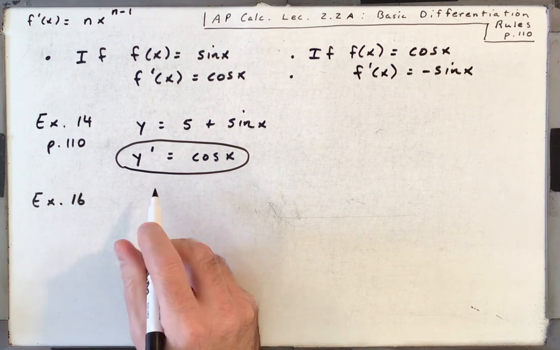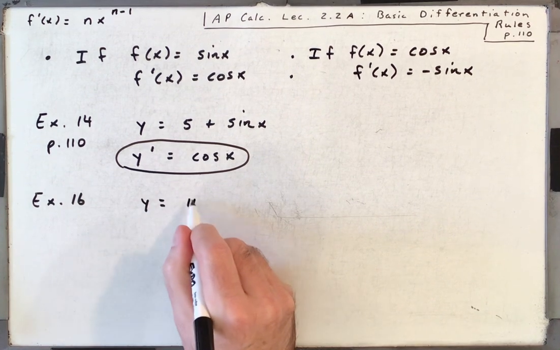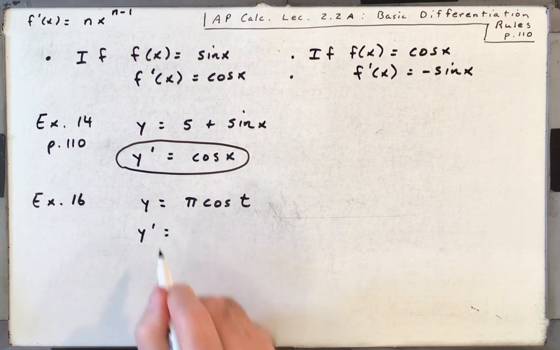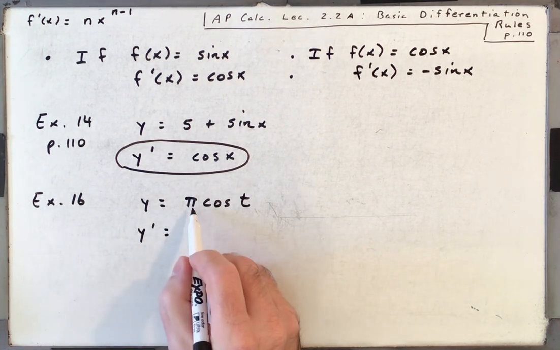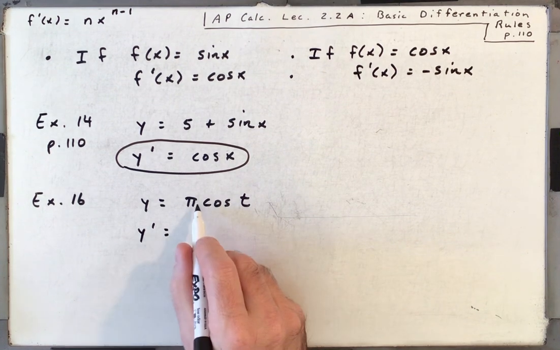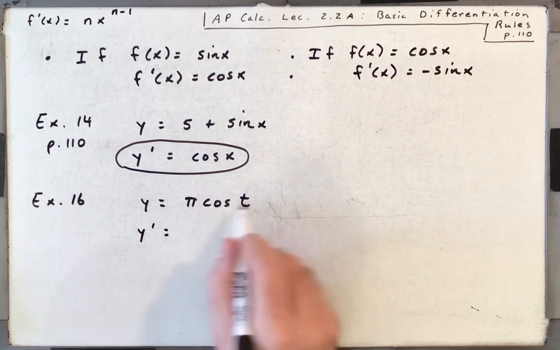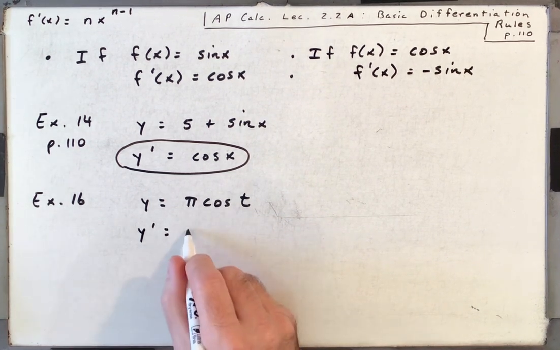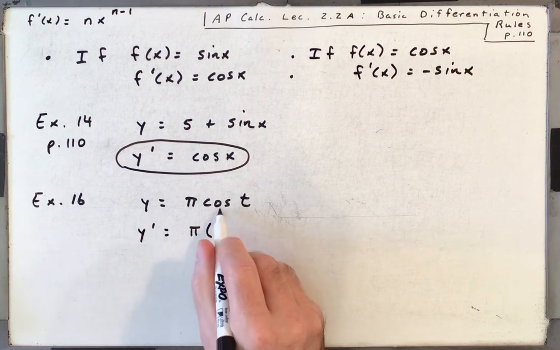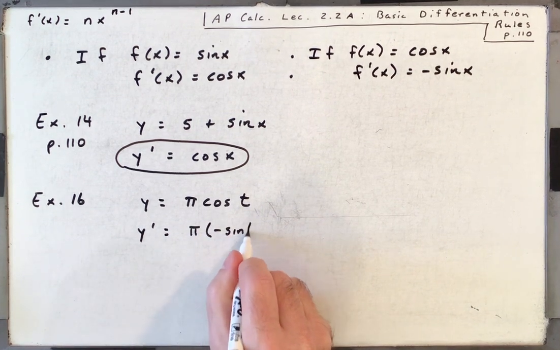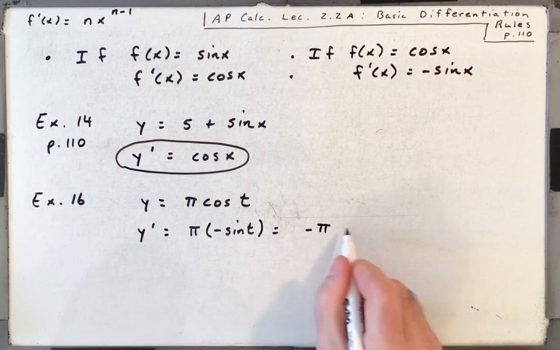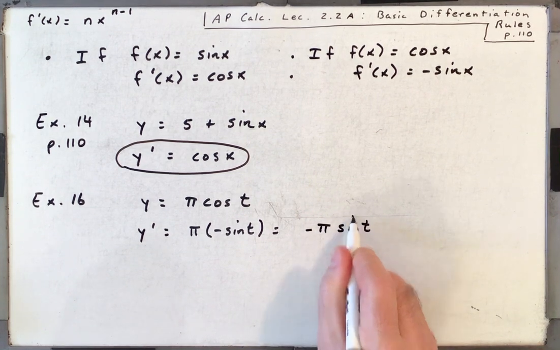Number 16. We have y is equal to pi cosine t. So y prime, okay, the coefficient, we don't have to do anything with that. It doesn't have a t in it. If it did, it would be much more complicated, and we'll learn how to do that. But for right now, that's just going to be pi times, what's the derivative of cosine? Negative sine t. Well, you want to make it look pretty, bring that negative out front, and that's negative pi sine t.